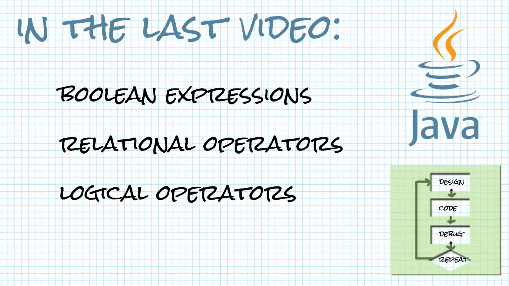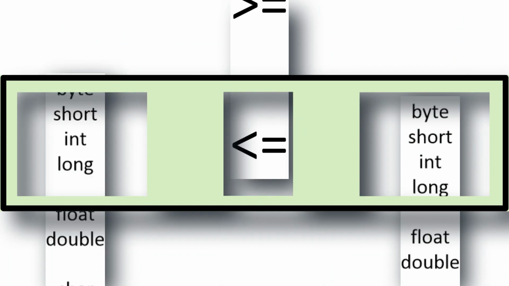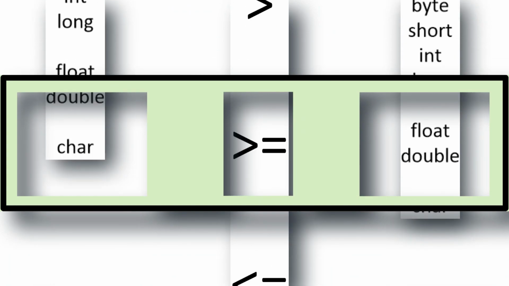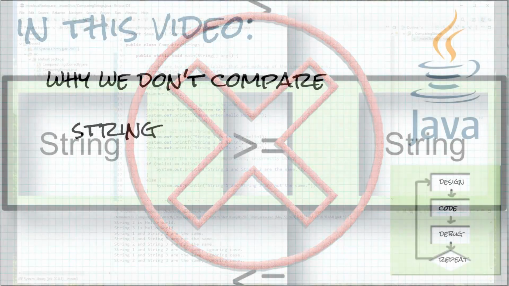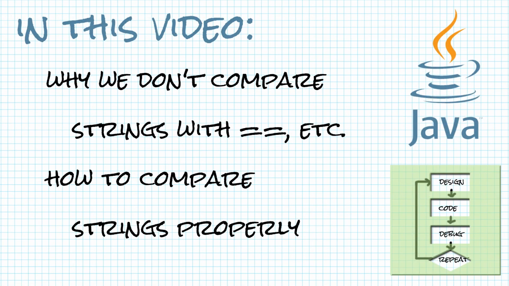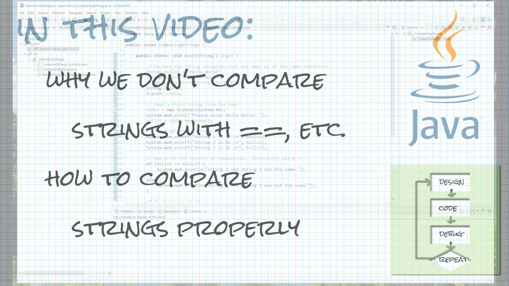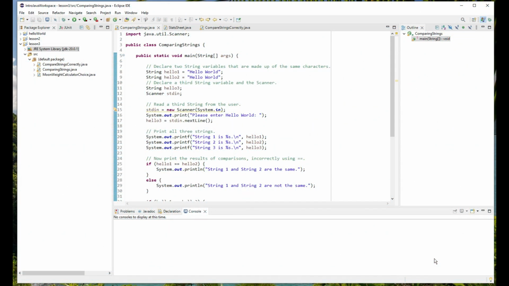In the last video, we looked at Boolean expressions and creating them with relational and logical operators. You can use the relational operators to compare numeric and character types, but you shouldn't use them to compare strings. In this video, we're going to talk about why you shouldn't use the relational operators to compare strings and how to correctly compare strings in Java. Let's get right into it.